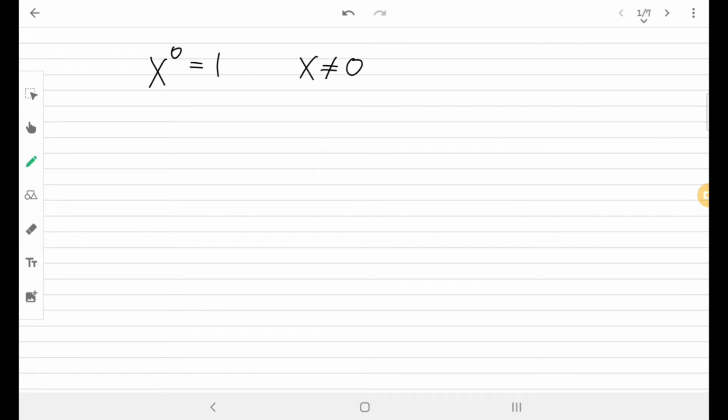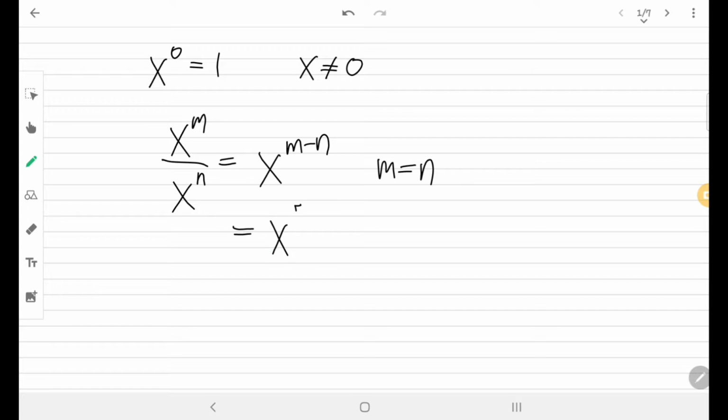It's not possible. So paano ba natin na-obtain that x raised to 0 is equals to 1? Recall natin si quotient rule. Sabi sa quotient rule, x raised to m over x raised to n, di ba pinagmaminus yung exponent nila? So, magiging 0 lang yun kapag pareho yung number, ibig sabihin, m is equals to n. So, example, we have x raised to 5 over x raised to 5. Ang mangyayari, x raised to 5 minus 5, and ang mangyayari dyan ay x raised to 0.